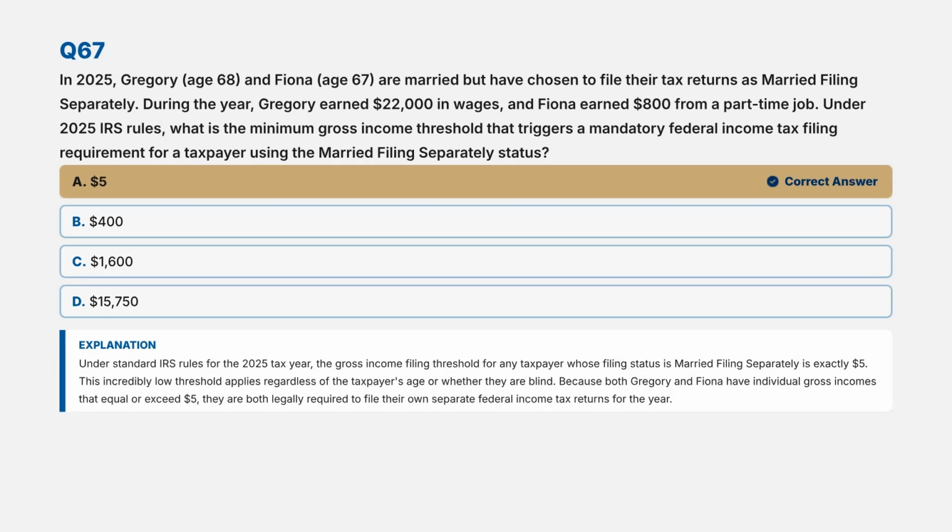The correct answer is A. $5. Under standard IRS rules for the 2025 tax year, the gross income filing threshold for any taxpayer whose filing status is married filing separately is exactly $5. This incredibly low threshold applies regardless of the taxpayer's age or whether they are blind, because both Gregory and Fiona have individual gross incomes that equal or exceed $5. They are both legally required to file their own separate federal income tax returns for the year. Awesome, let's move to question 68.